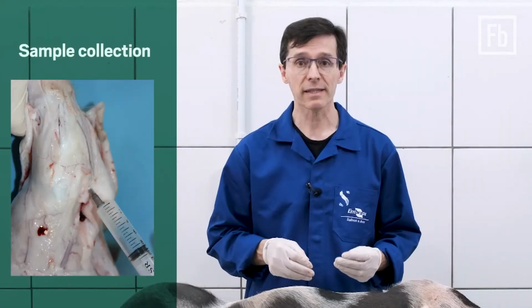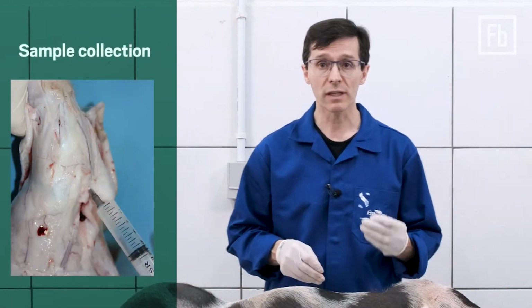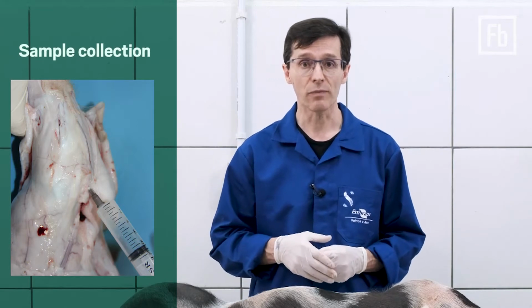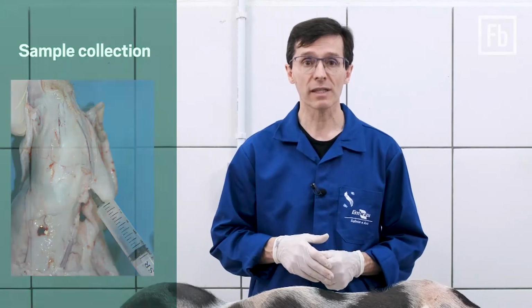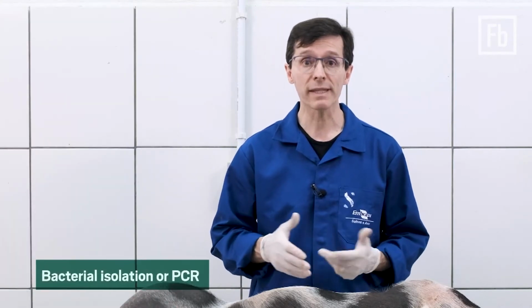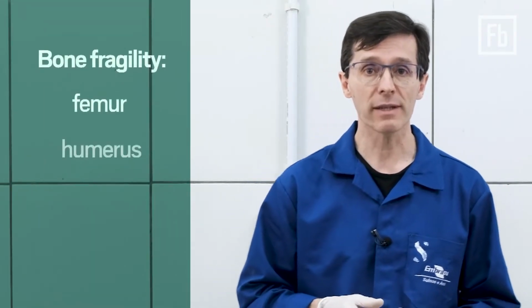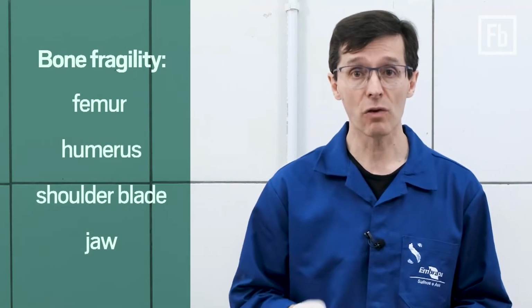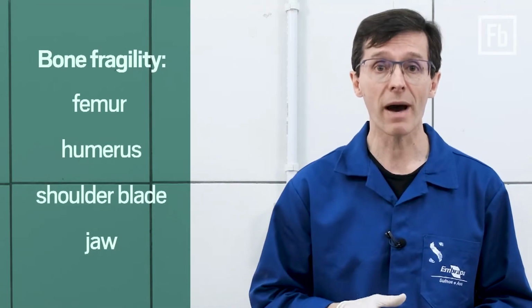Collection can be done with a syringe without opening the joint, reducing even further the chances of contamination. These samples may be used for bacterial isolation or PCR testing. In cases with suspicion of bone fragility, fragments of long bones and ribs can be collected in formaldehyde for histopathological analysis.